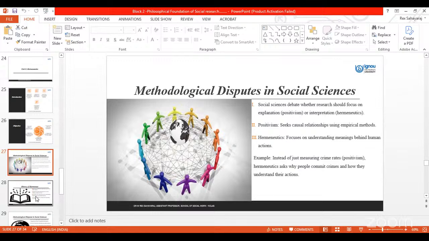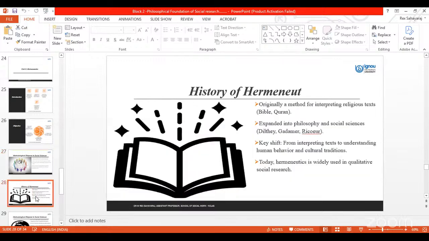Hermeneutic research is qualitative in nature. History of hermeneutics: originally a method of interpreting religious texts like the Bible and Quran, it expanded into philosophy and social sciences, with Dilthey, Gadamer and others. I am not much aware of it, but the key shift was from interpreting text to understanding human behavior and cultural traditions. Today, hermeneutics is widely used in qualitative social research.